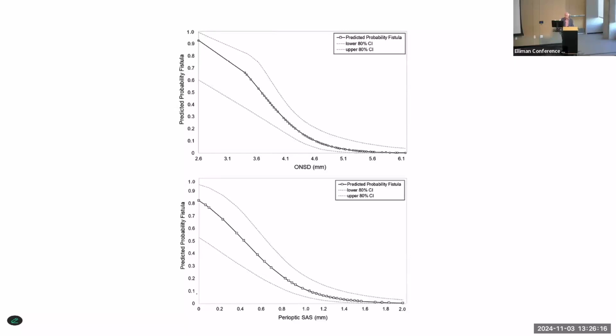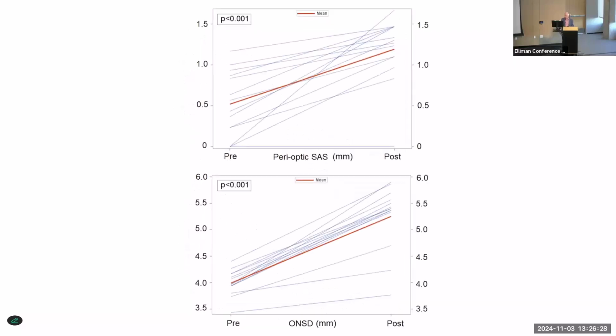But as you can see here, the chance of finding a fistula as the optic nerve sheath diameter goes over, let's say, 4.5, becomes really, really tiny. So we've been using that since we did that study quite extensively. And this is just to show that after the fistula is repaired, you get restoration of the perioptic amount of fluid, of spinal fluid.